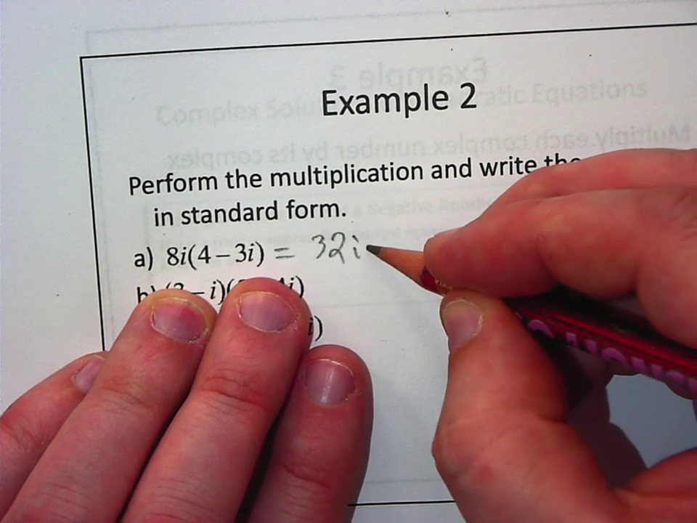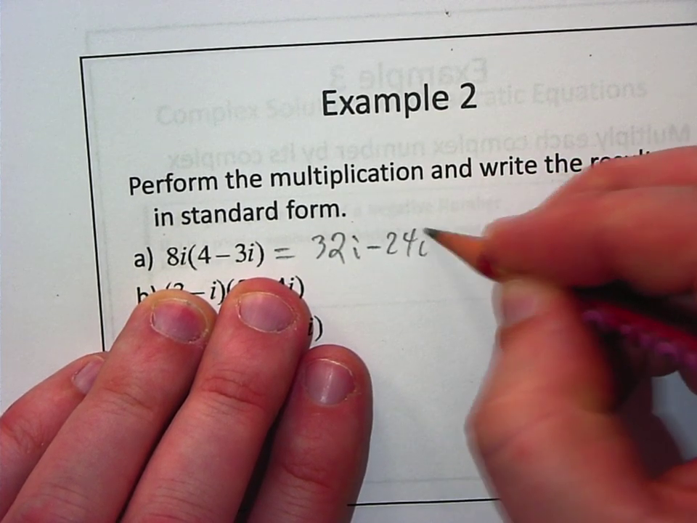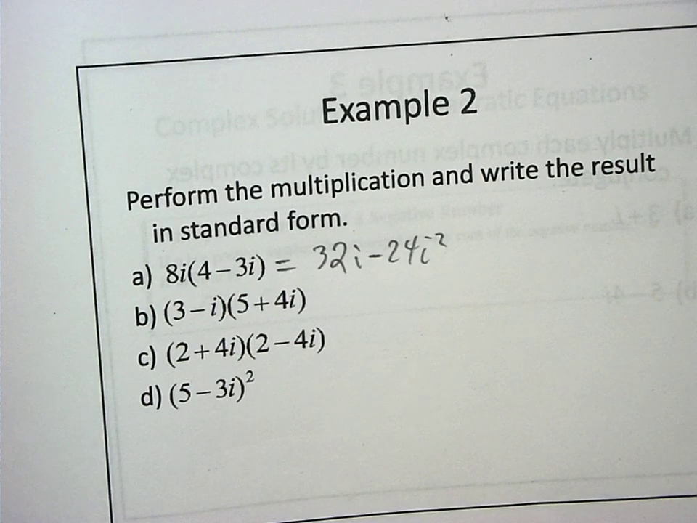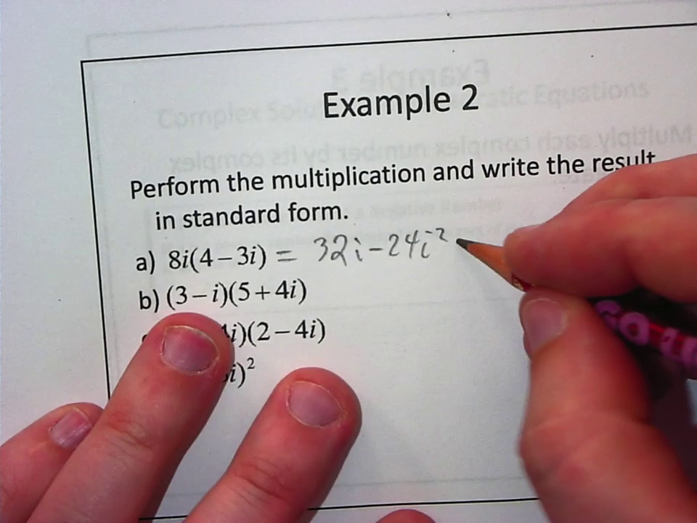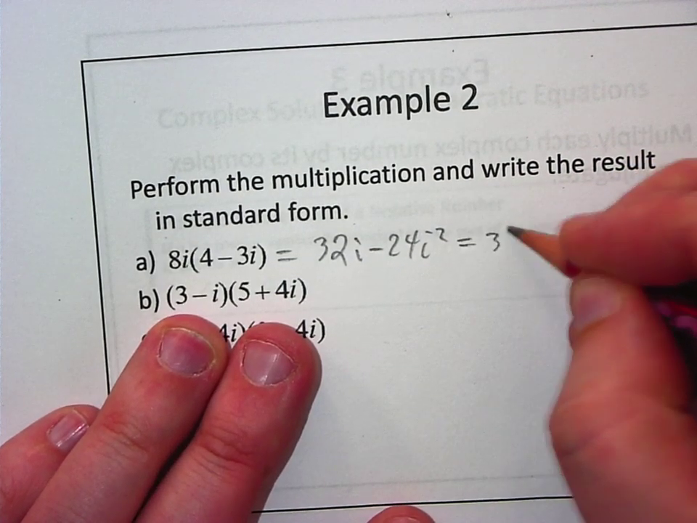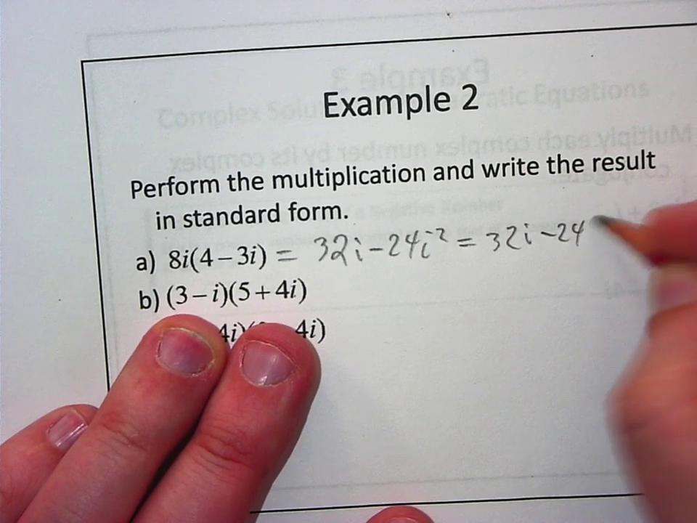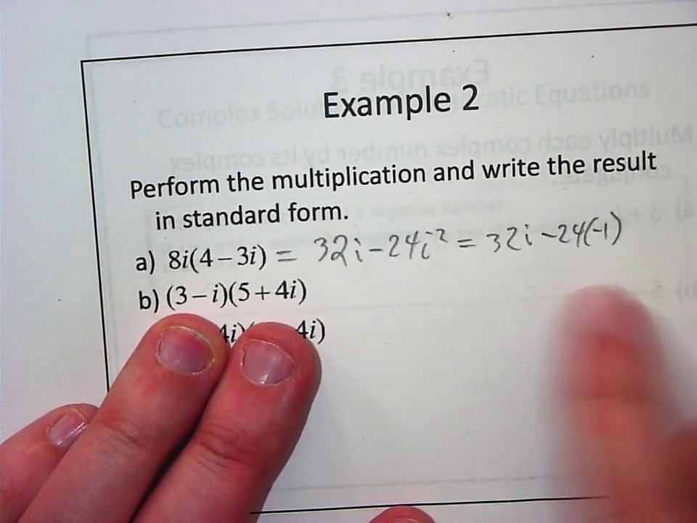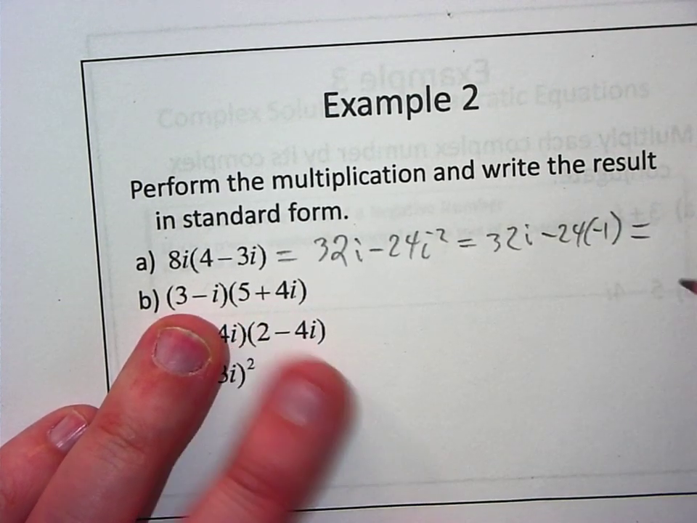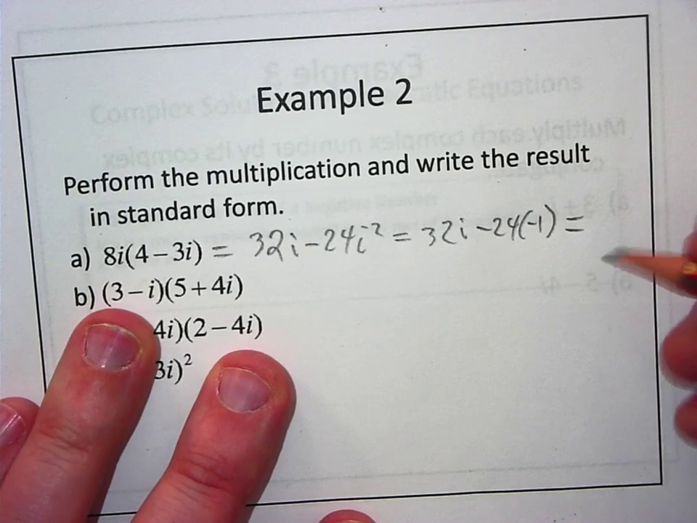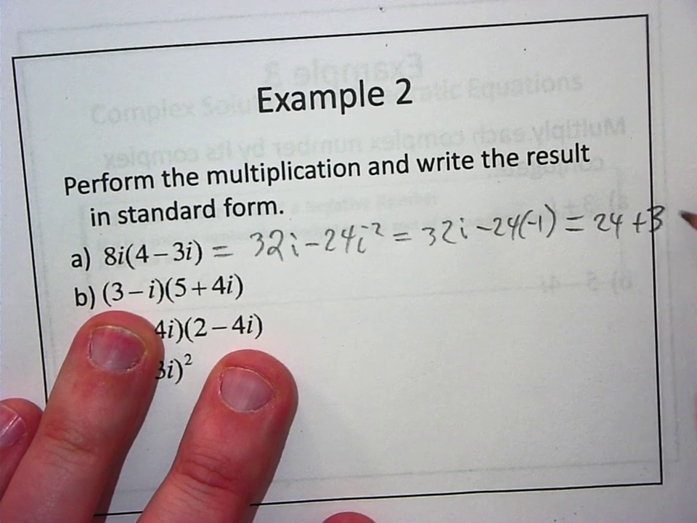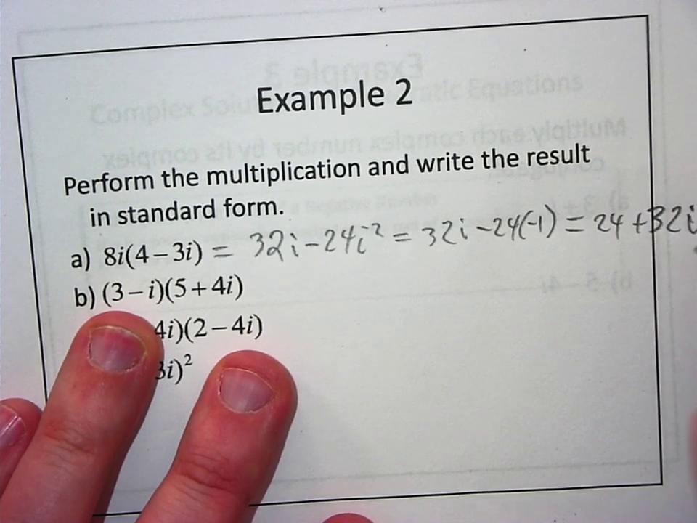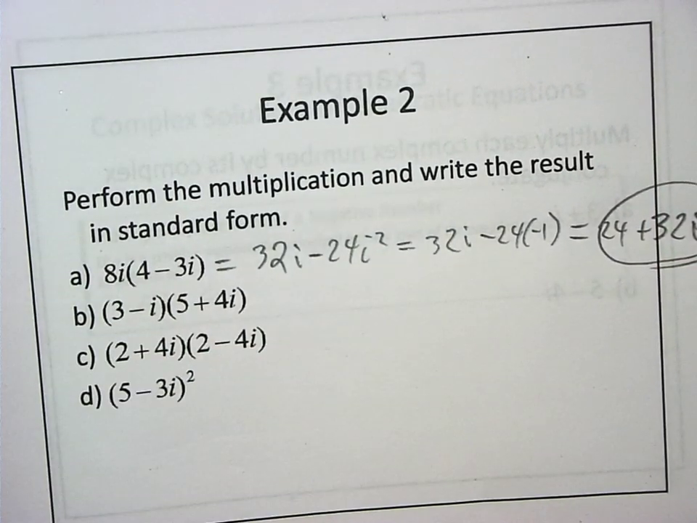That's going to give me what? 32i, 24i squared. Now, anything that's bigger than just i I need to convert. What is i squared equal to? -1. So, I'm going to rewrite this as 32i minus 24 times negative 1. And honestly, most people skip this step. What's going to be the real component in my final solution? 24 and the imaginary plus 32i. That would be your solution.